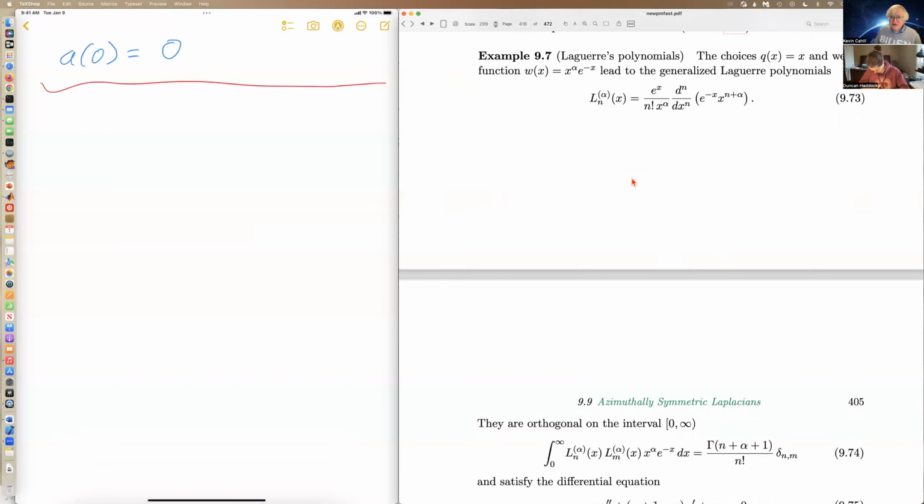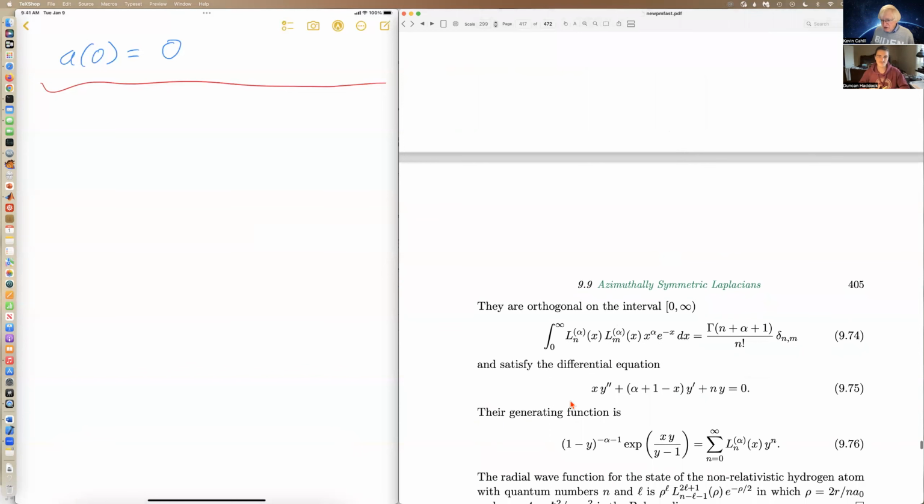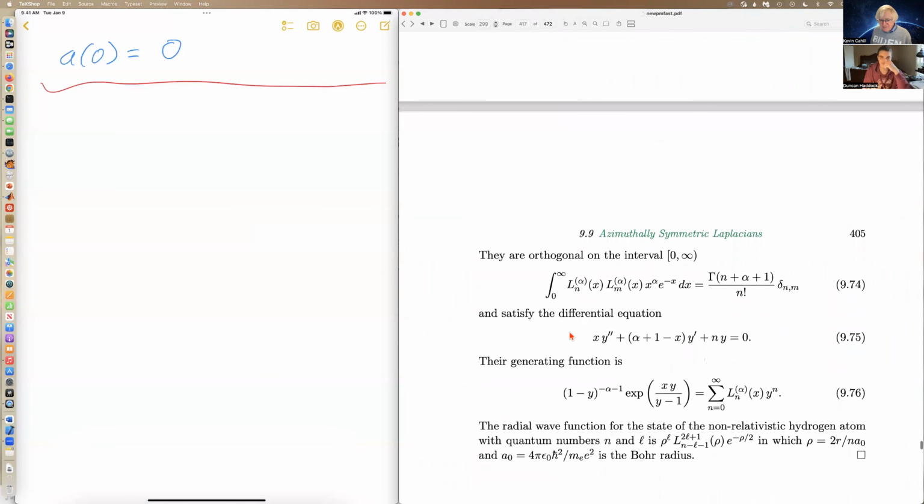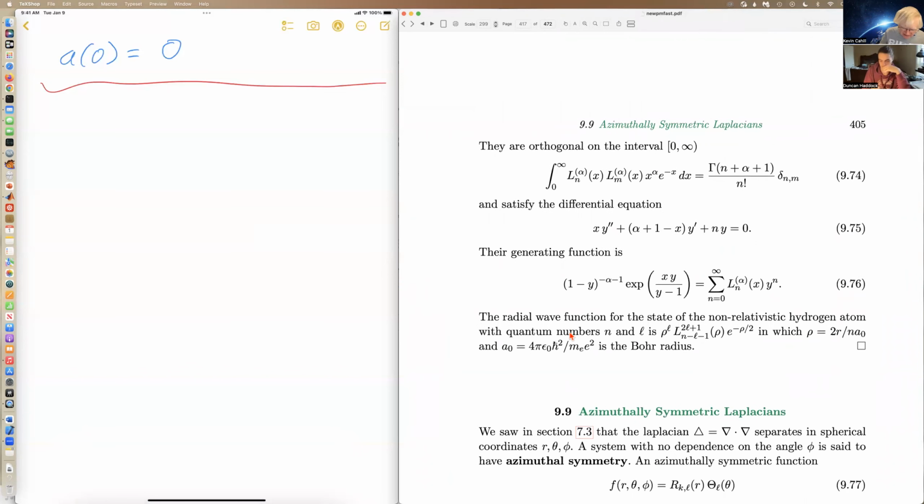The Laguerre polynomials, well, here you choose q equal to just x, and the weight function is x to the alpha e to the minus x. And then you have the generalized Laguerre polynomials. They're orthogonal on the interval 0 to infinity, and these occur in the radial equation for the hydrogen atom. They satisfy this differential equation, and here's their generating function.